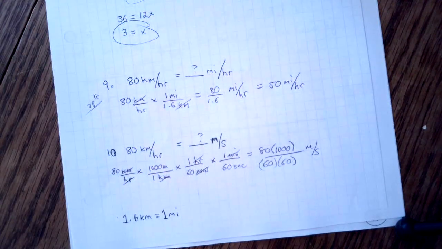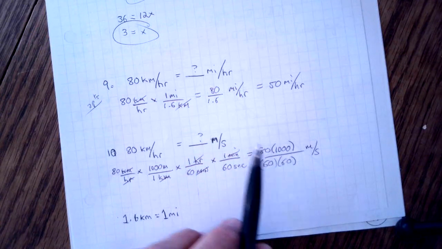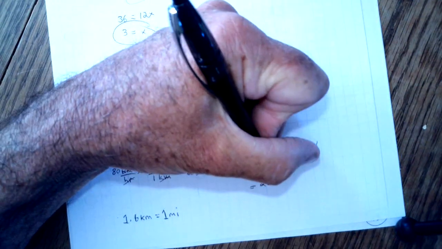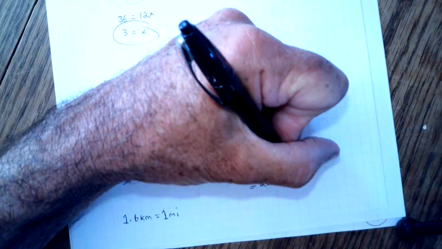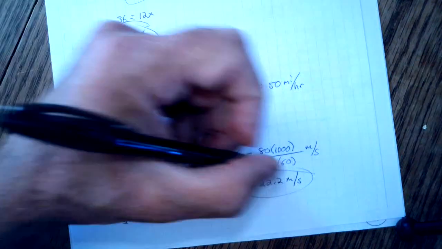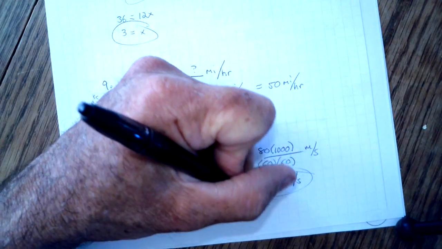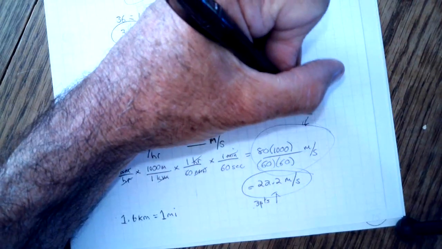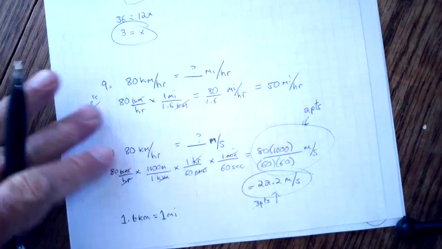So I take my calculator and do the math. I'm going to say 80 times 1,000 is 80,000 divided by 3,600. And I end up being 22.2 meters per second. That's the answer. Again, 3 points for that. If all you got to was here, 2 points. You should be able to use a calculator.